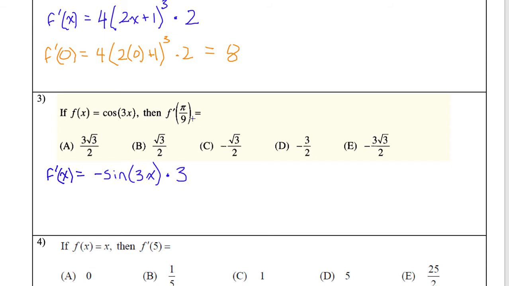And I'm going to immediately plug in pi over 9. So then you have to deal with some radians, which can be a little bit hairy, but here we go. F prime, I'm plugging in pi over 9 in the place of all the x's now. So this is going to be negative sine of 3 pi over 9, which reduces now to pi over 3, times 3. We'll always have to do that times 3. So where is sine of pi over 3? Where is pi over 3 to begin with? Everyone point. Where is pi over 3?